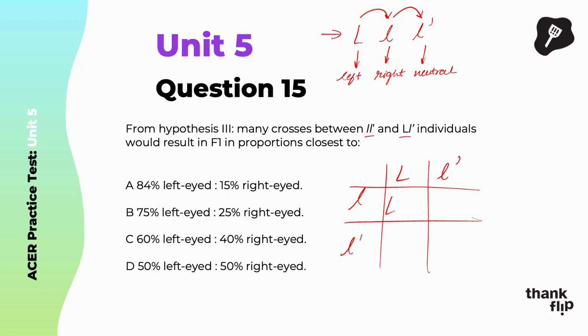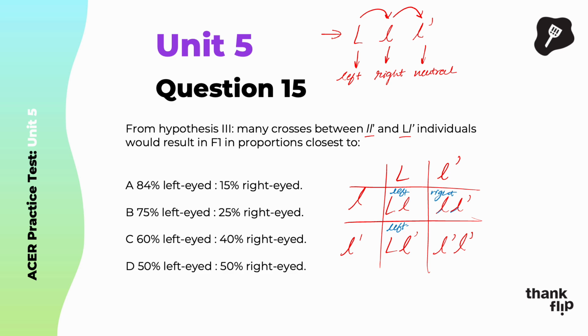Okay, so we have here, just filling these out. And now let's look at the phenotypes. So capital L is going to be dominant because we know that it's dominant over both the right and neutral alleles. So these are going to be left. Then we have the right allele over the neutral allele. So that's going to be right because it's dominant.